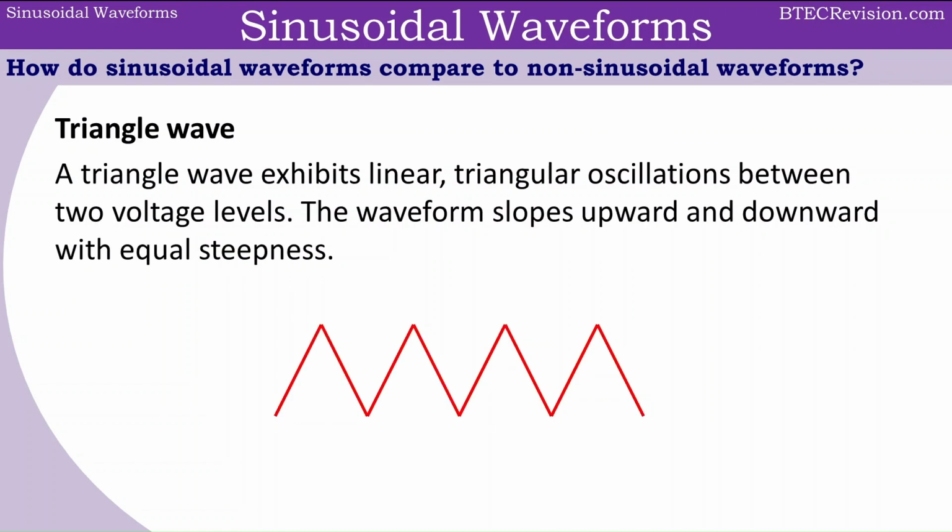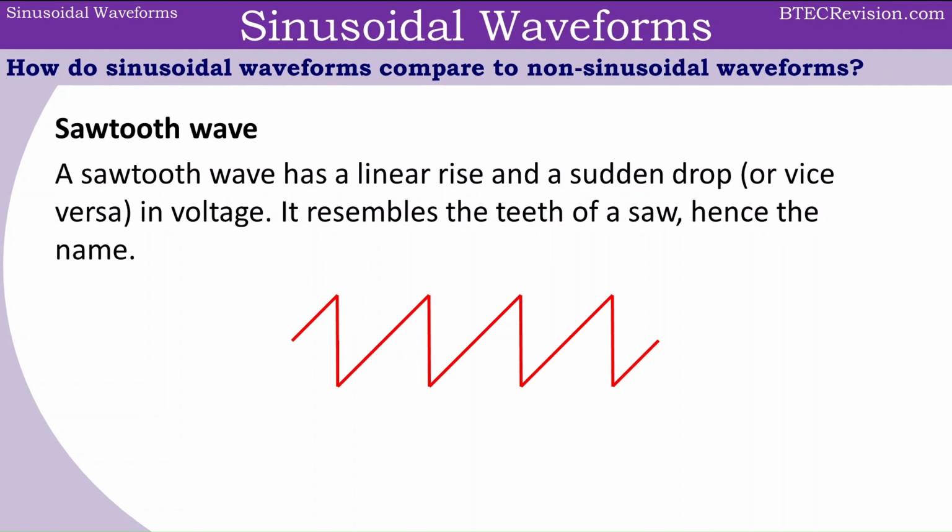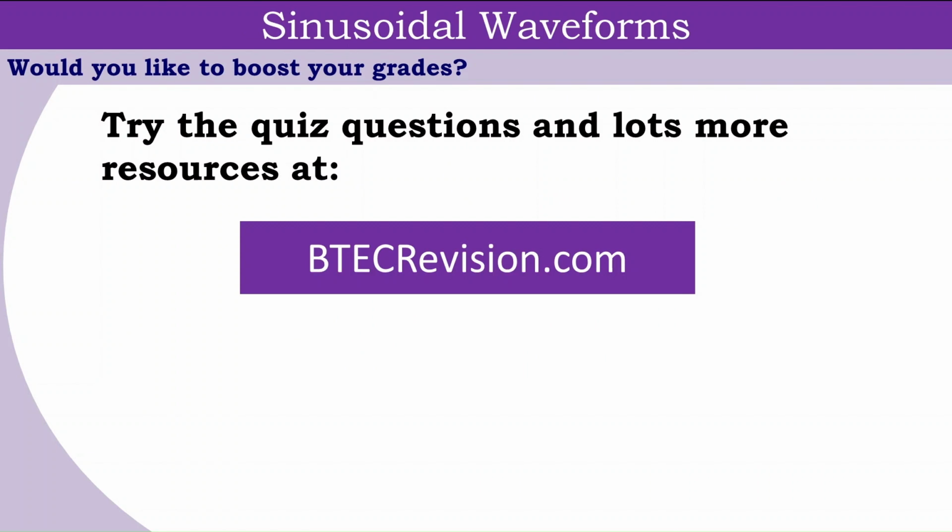A triangle wave exhibits linear triangular oscillations between 2 voltage levels. The waveform slopes upwards and downwards with equal steepness. And a sawtooth wave has a linear rise and sudden drop, or vice versa, in voltage. It resembles the teeth of a saw, hence the name. And that's the end of the lesson.